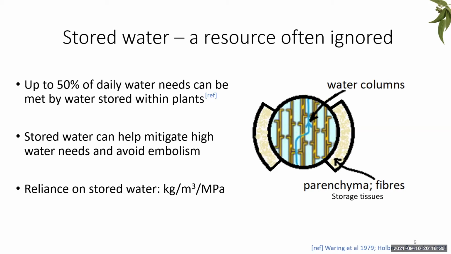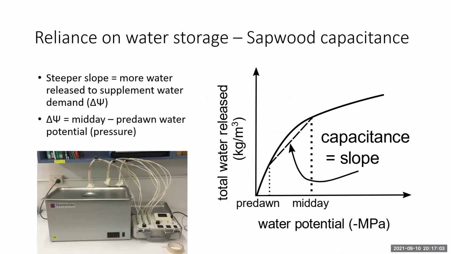And the way I do it is I measure the reliance of plants on stored water. It's measured in kilograms of water that is stored per unit volume of sapwood, or the functional part of the stem, for every unit change in water potential. This water potential is basically a representative of the water demand that plants exhibit. And this is what I actually mean by reliance on stored water.